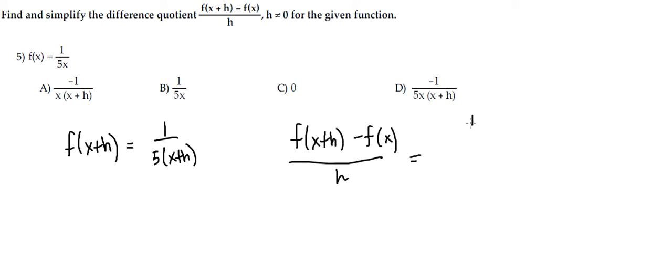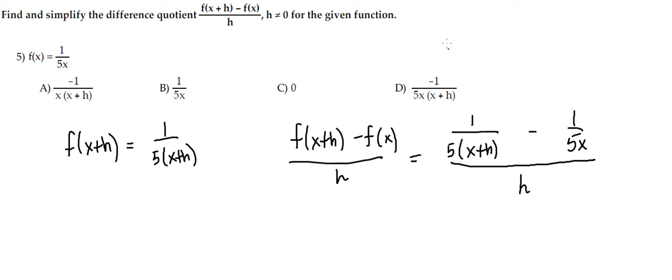So we get 1 over 5(x plus h) minus 1 over 5x, and then we're going to divide all of that by h. So what you might remember from rational expressions, hopefully you do, is that these denominators both have 5. Now to get the common denominator, we need to have everything that any one denominator has in all the denominators.